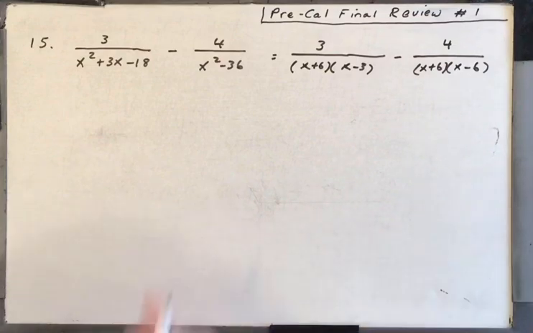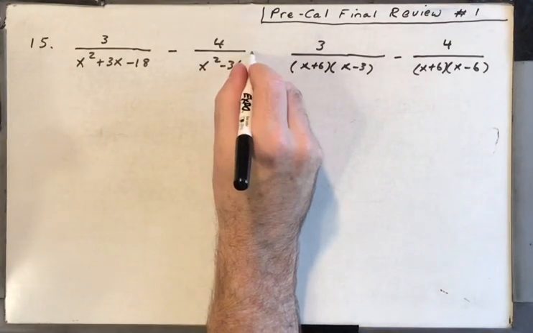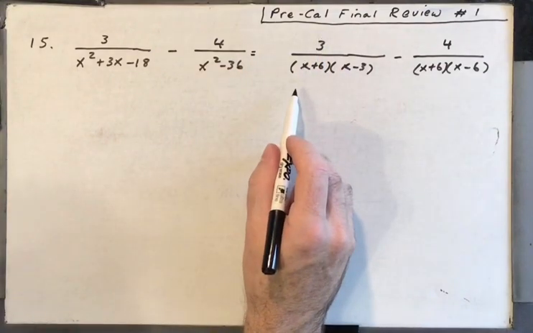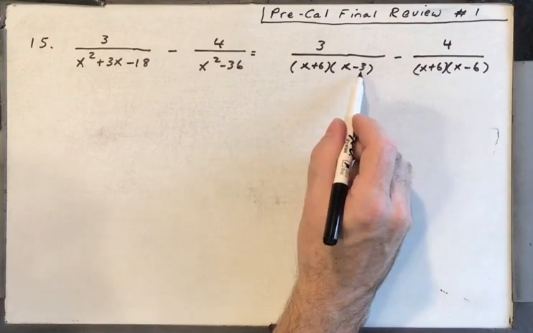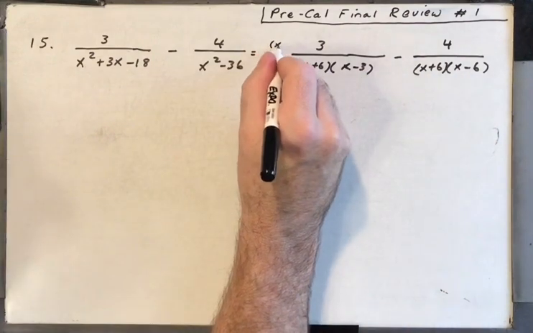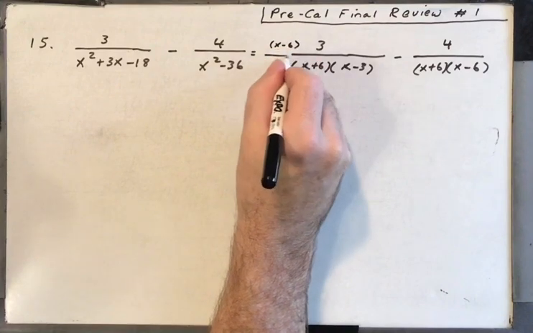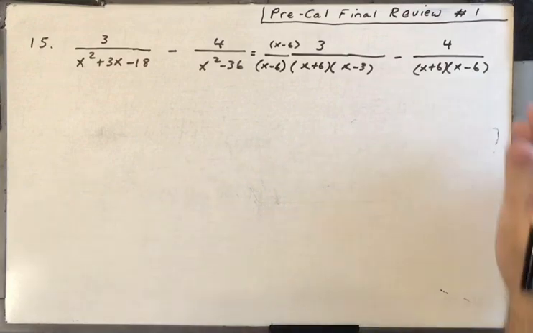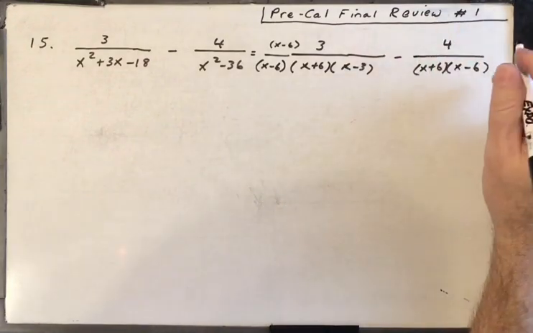Okay, what part of the denominator is this fraction missing? Well, we've got an x plus 6, we've got an x minus 3. It's missing the x minus 6, so let's put it in: x minus 6 over x minus 6. We'll just multiply it by that version of 1. What is this side missing?